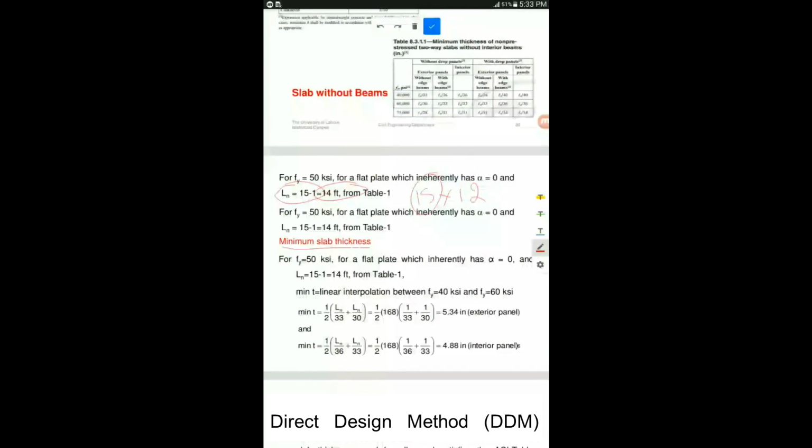So for minimum slab thickness, we have taken the average values. First, for the exterior panel, as I told you, we take the average of these two values, and similarly for the interior panel you have to take the average of these two things. The required thickness for the exterior panel comes out to be 5.34 inches, and the provided slab thickness is 5.5 inches, so it is satisfying the requirements. Again, for the interior panels, the required minimum slab thickness is 4.88 inches, and we again satisfy this limitation because the provided thickness is 5.5 inches.